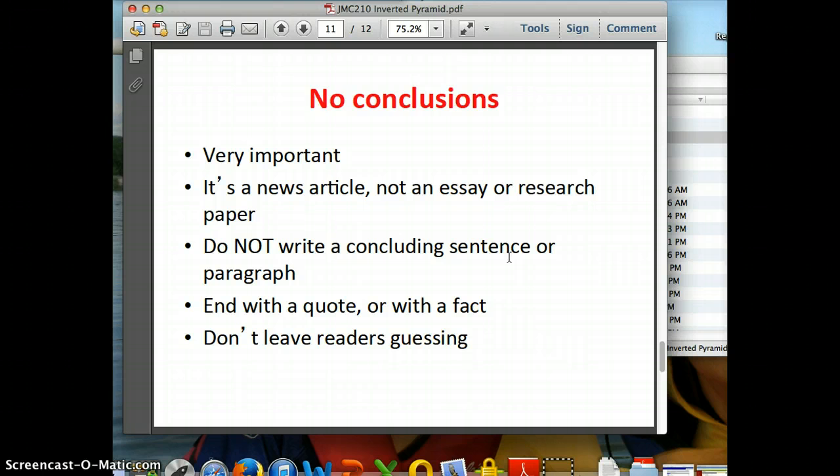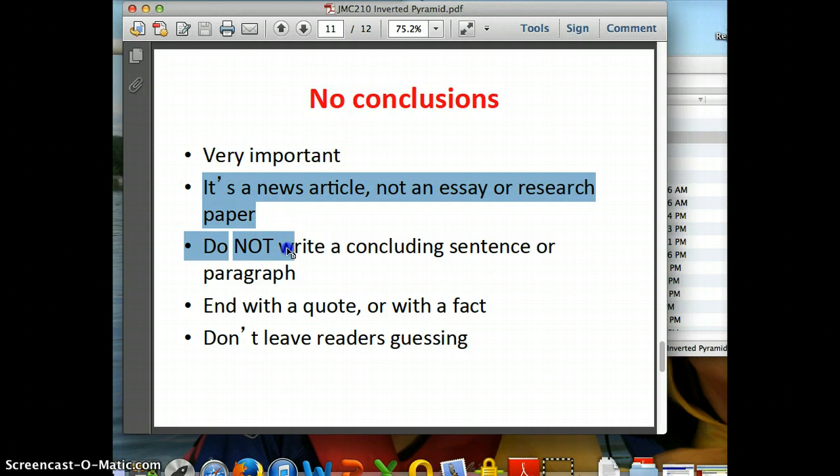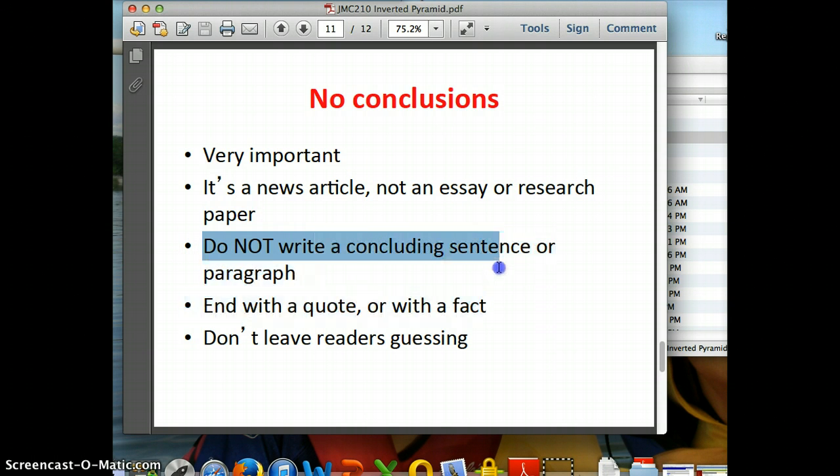Okay, now something else about news stories. You do not want to write a conclusion. No conclusions. Please, it's not an essay. It's not a research paper. It's a news story. You don't want to have a conclusion. This is very important, because you don't want to repeat yourself in a news story. So there's no conclusion. Don't write a concluding sentence or paragraph, okay? Just end with the last fact.